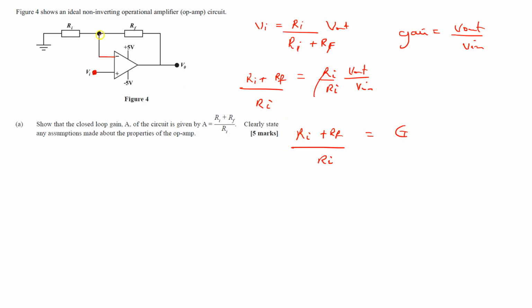So what we're looking at is a potential divider that is being set up here, right? And if you know anything about the potential divider, this would be the equation that you would use whenever you're trying to find the voltage across a particular resistor, which is Ri. You follow me?